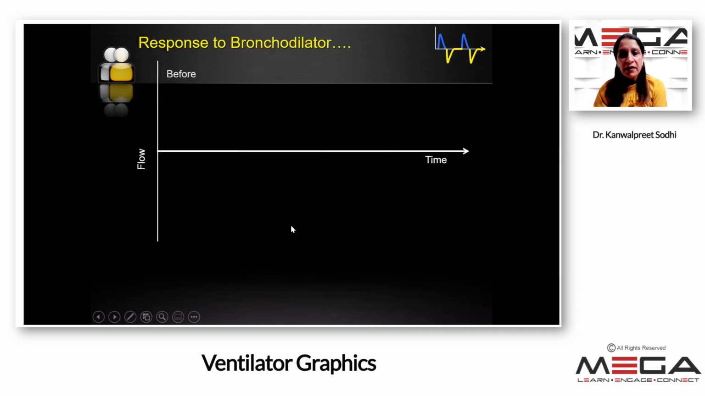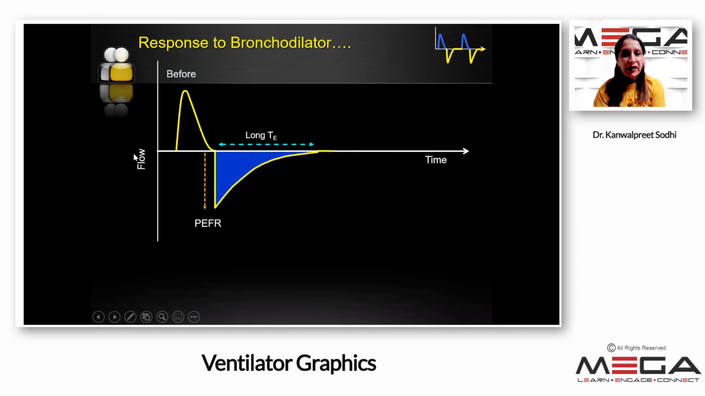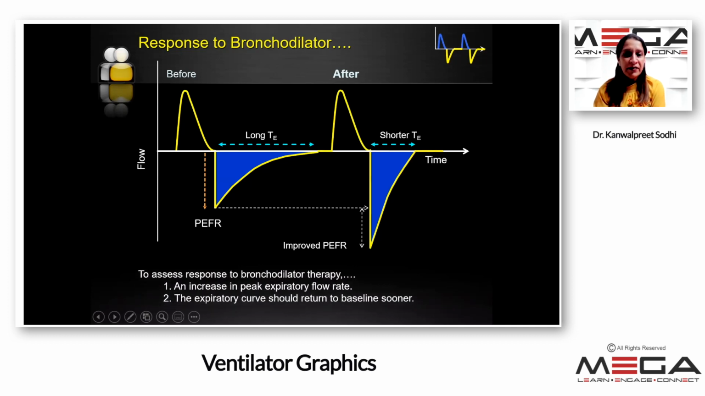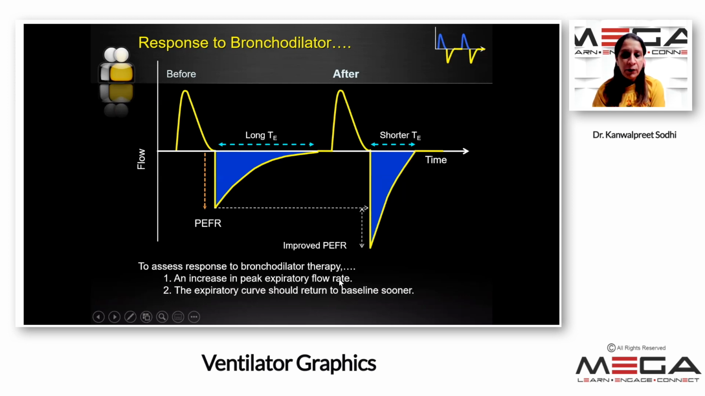Now in this patient, if we want to observe the bronchodilator response, we apply the bronchodilators. So this is the inspiratory and expiratory flow time curve in a patient with airway obstruction. So what should happen after the bronchodilator? The peak expiratory flow rate should increase and there should be a shorter expiratory time with a sharper rise in the expiratory curve. So this is what is termed as the adequate bronchodilator response: an increase in the peak expiratory flow rate, and the expiratory curve should return to the baseline sooner.